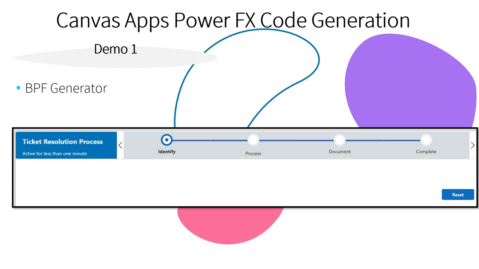Demo number one is going to be a BPF generator, right? And it uses the same concept that we just saw. Three elements: one is the input, a code that I'm generating, and a preview, in this case to generate a BPF generator. Okay, so go to my demo.